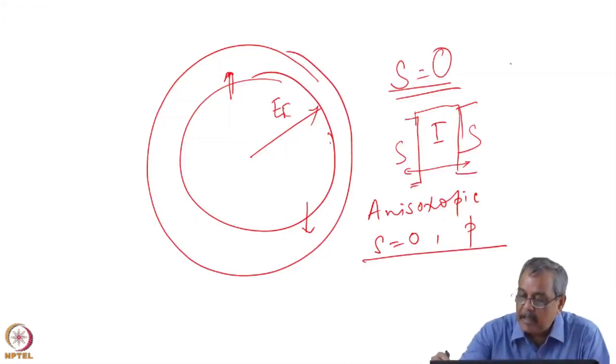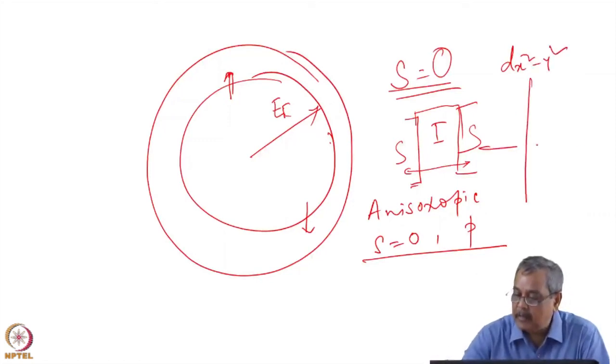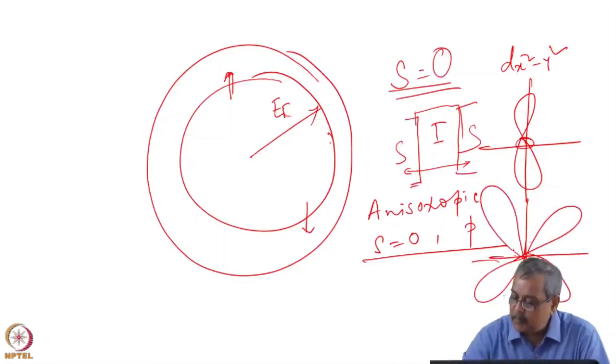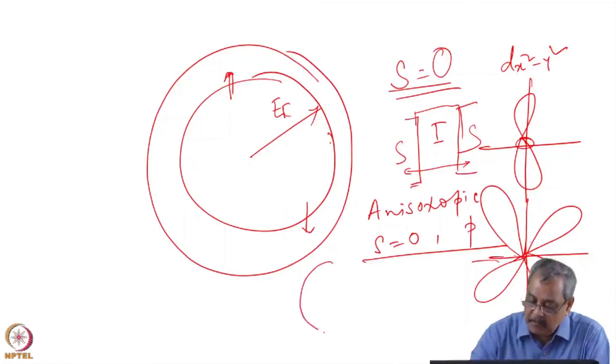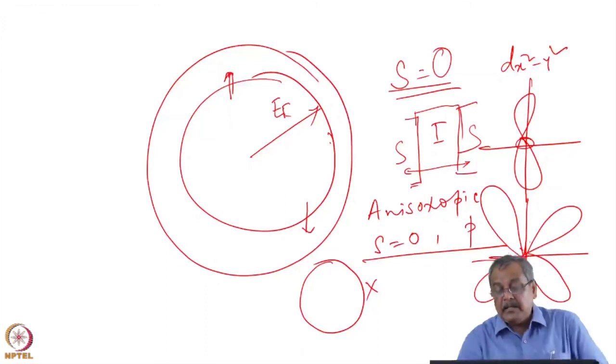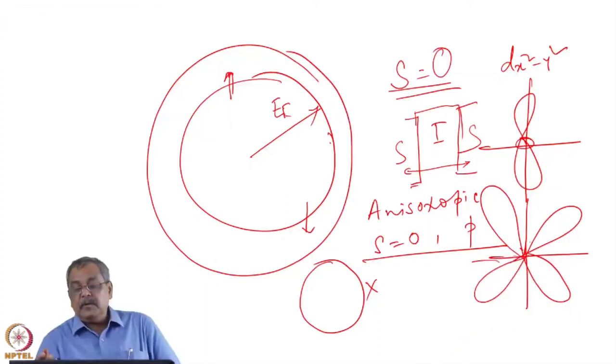So you can have d x squared minus y squared, and that looks like this, and dxy and dxz will look like this. So the symmetry of the wave function for the Cooper pair is not spherical. Here it is like this, and directionality in the deposited film should have something to say about the Cooper pair tunneling and also the gap that you see in various directions.